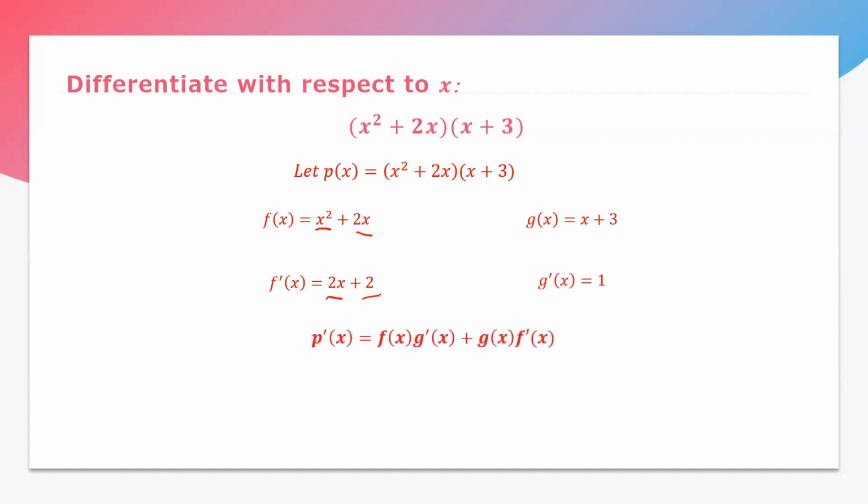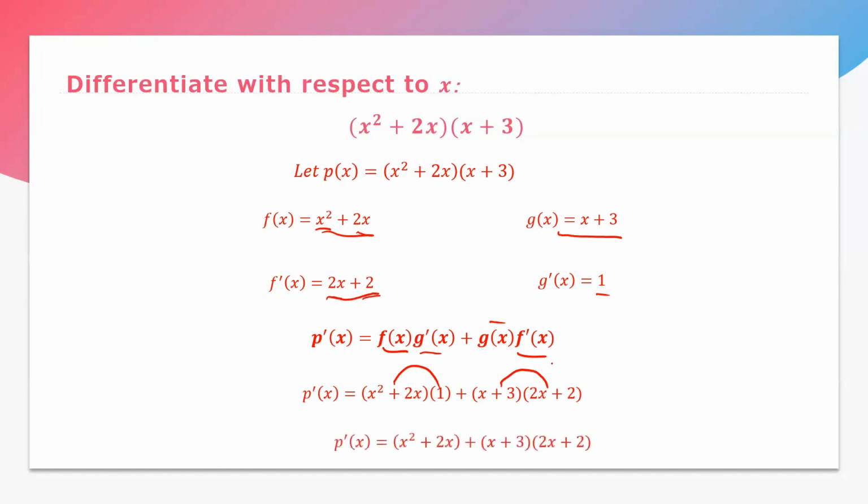Let's substitute in the p dash of x formula. So when we substitute the values, f of x is equal to x square plus 2x and g dash of x is equal to 1. So the first term is x square plus 2x into 1 plus g of x is equal to x plus 3 and f dash of x is equal to 2x plus 2. Now let's multiply these two factors. So x square plus 2x into 1 is nothing but x square plus 2x, and x plus 3 into 2x plus 2, let's multiply this.